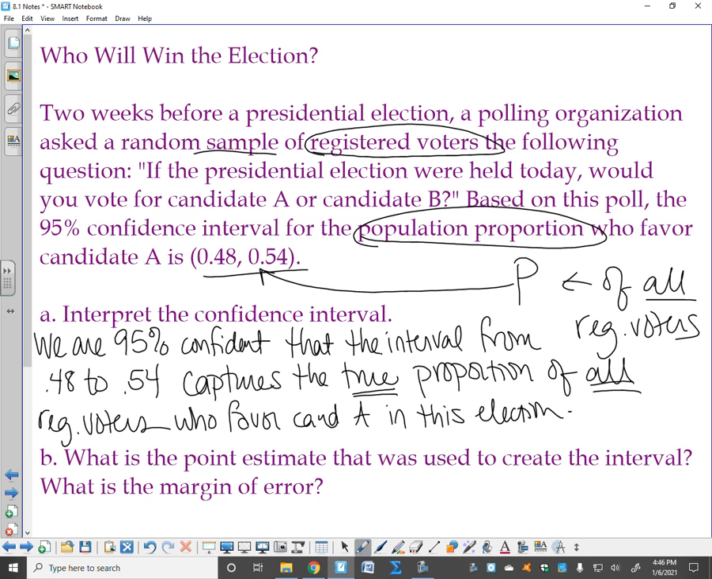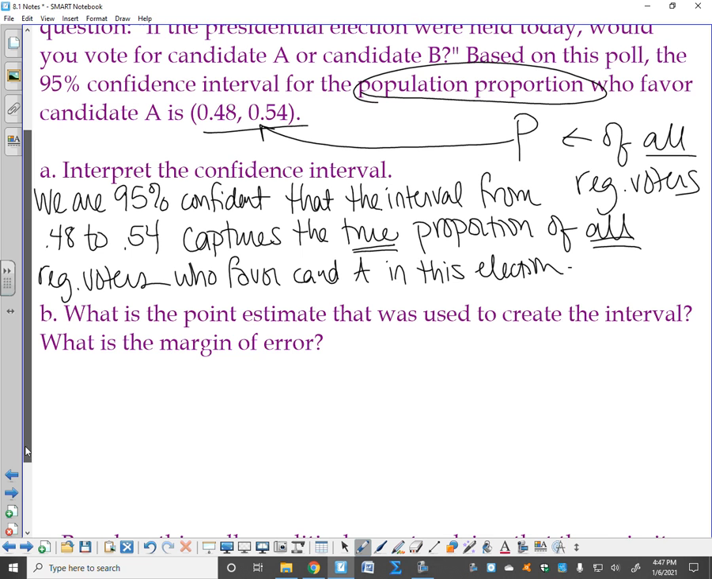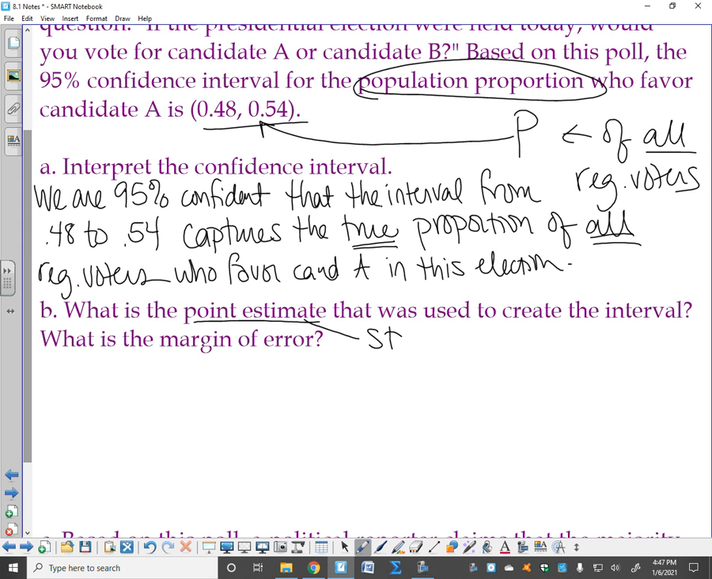Okay, now, you did not build that interval. That interval was given to you. Now, for 8.2 and 8.3, you're going to be building that interval. But right now, it's sitting right there on a silver platter. So here's part B. What was the point estimate? What was the margin of error? Well, that interval is centered on the point estimate. The point estimate is your statistic. So that is either X bar or P hat. In this case, it's a P hat because we're talking about proportions.